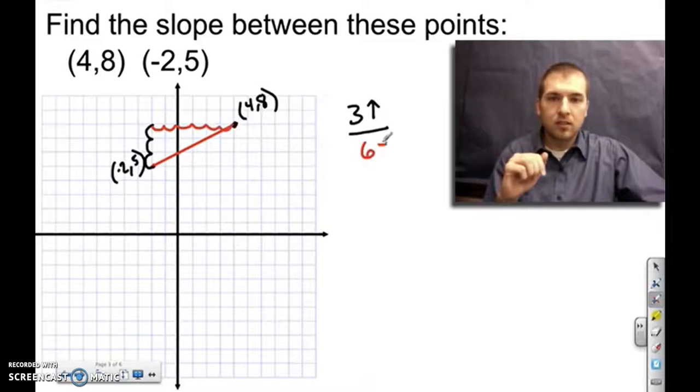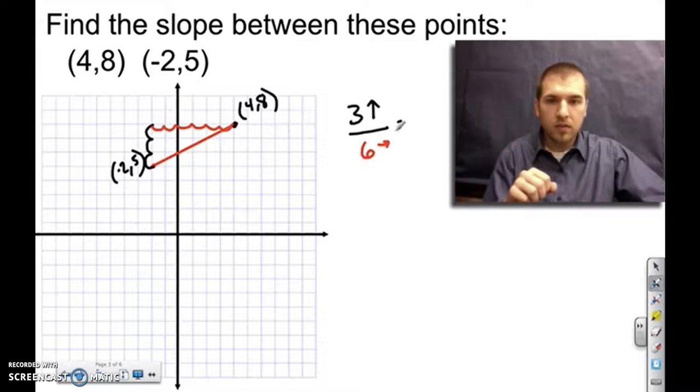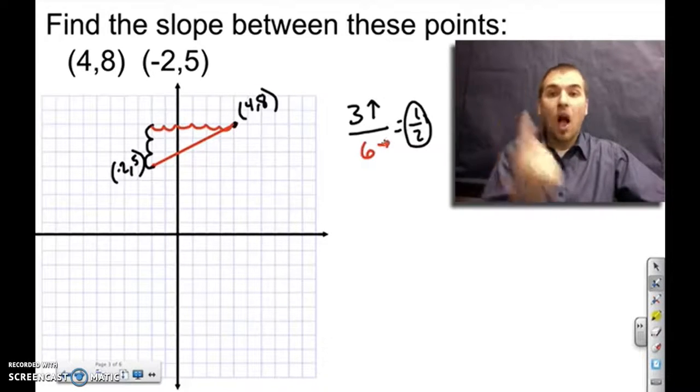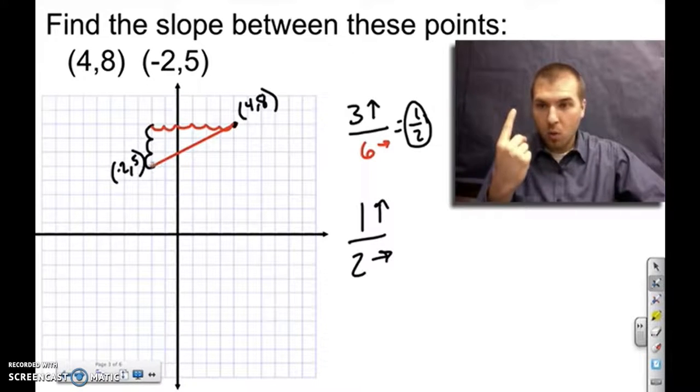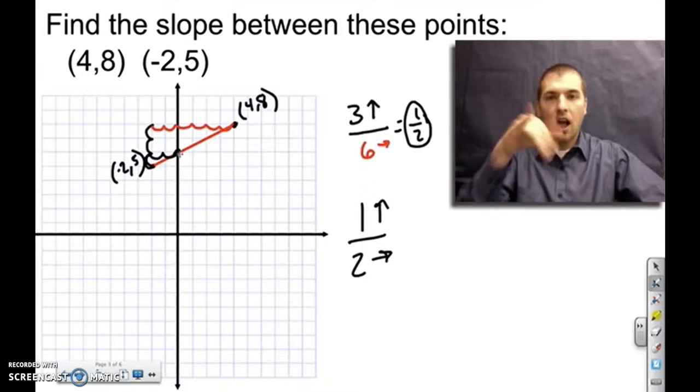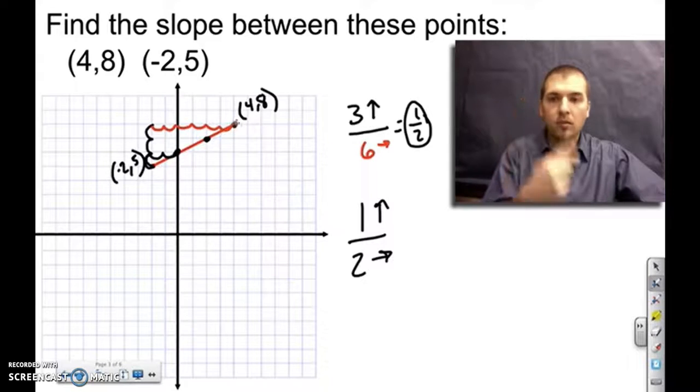Okay, so it's going over 6. So that simplifies to 1/2 is our slope. So it's going up 1 over 2. The way that you figure out slope using a graph is that you figure out how many it goes from one point to the other, how many it goes up the graph and over. So up 1 over 2, you can see that each time it goes up 1 over 2, it makes an intersection with a point.